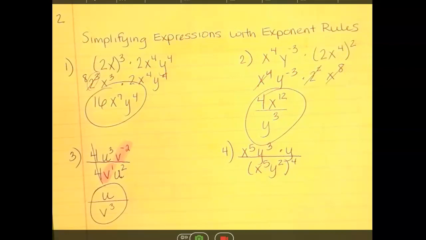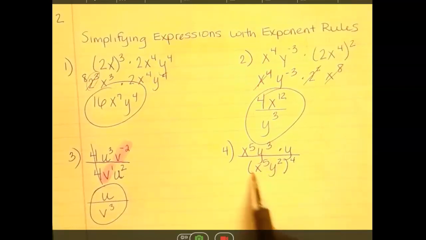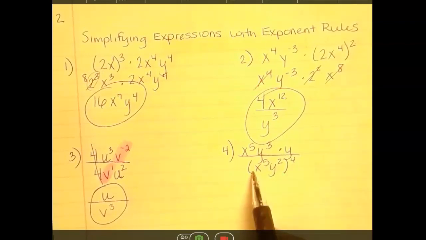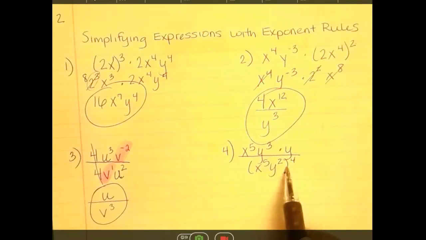Okay? So the first thing we need to do, just like in the first problems, is if we have power to a power, parentheses with a power, we need to give this power to each thing in these parentheses separately by multiplying.